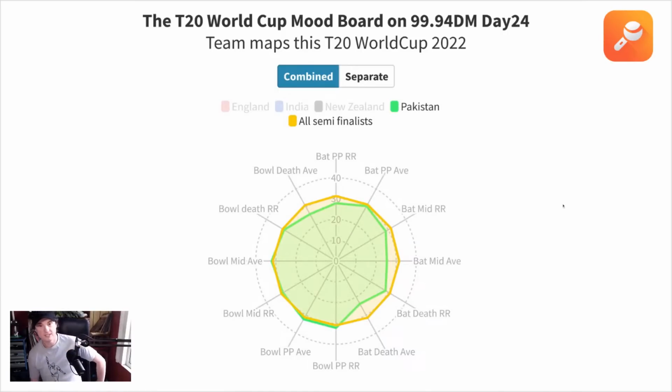So the first thing that you want to be aware of here is that the yellow line is the average, but you want to be outside the yellow line on the batting side and inside the yellow line on the bowling side. That's obvious. You want higher numbers for batting and lower numbers for bowling. You can see that that's not necessarily what Pakistan has done here.